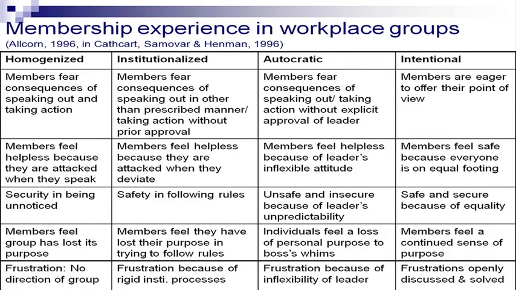In an intentional type of group, the safety and security depend on the equality. Because of the sense of equality among the group members, people assume roles, people assume functions, so everybody feels safe and secure. In a homogenized group, as far as the sense of purpose is concerned, members feel that the group has lost its purpose.